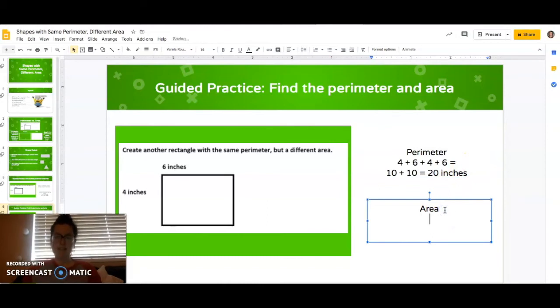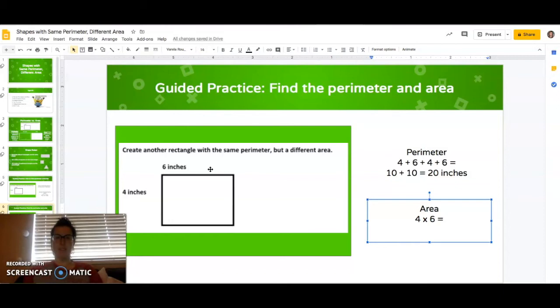Now for the area, like we just talked about, we're going to multiply length times width. So I have my length over here, 4 inches, times my width, 6 inches. What's 4 times 6? If you don't know it, remember, we can always use our fours, right? Good as gold. Let me see your fours roll.